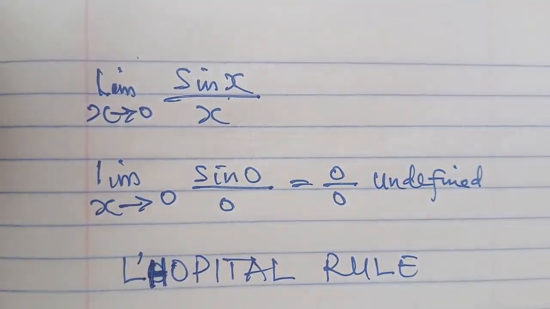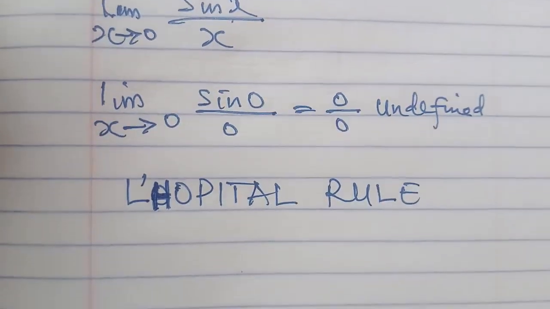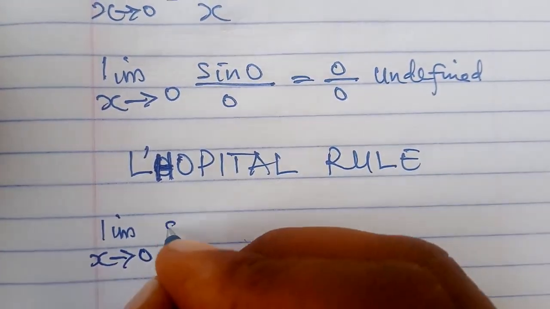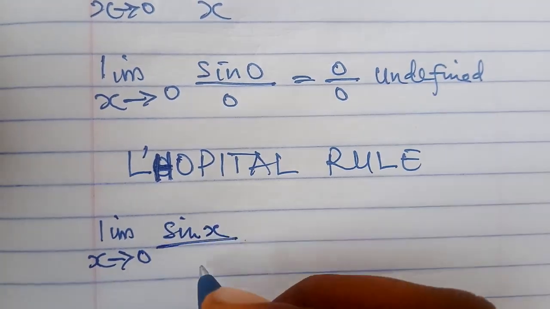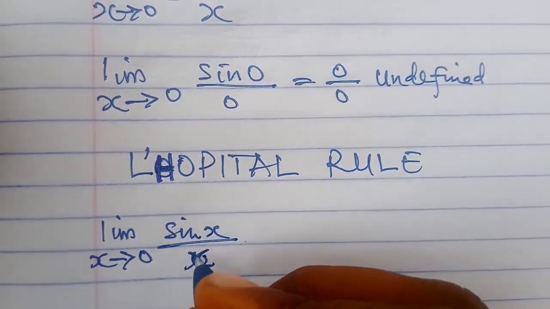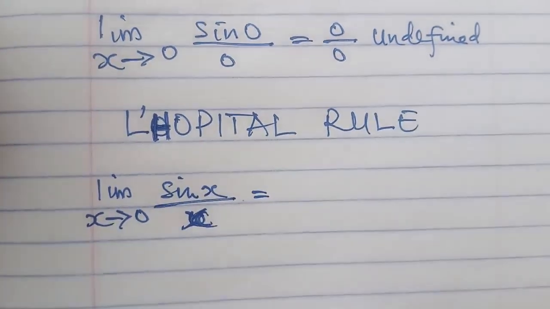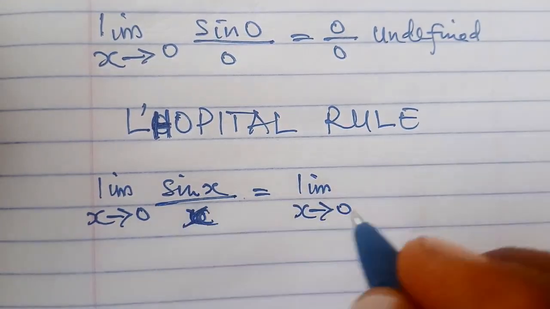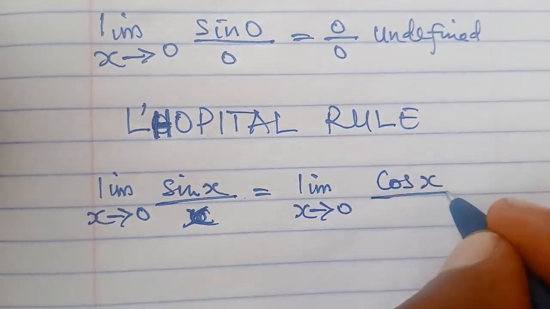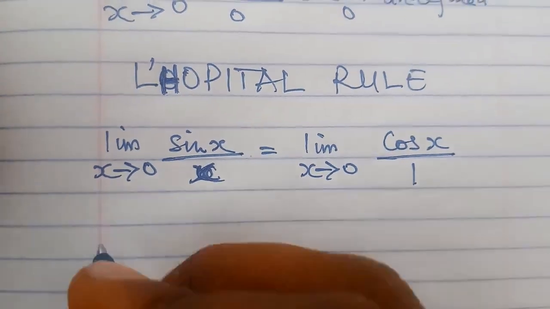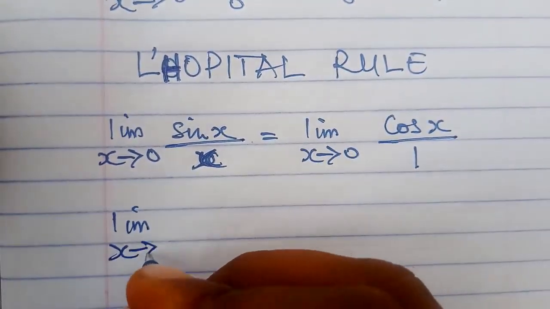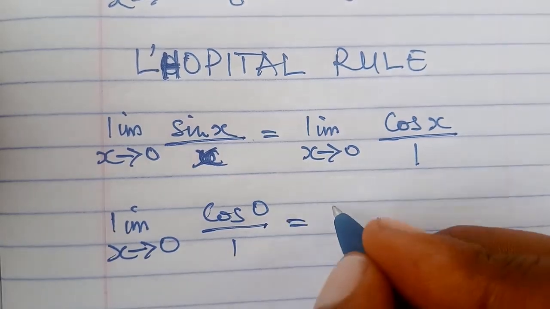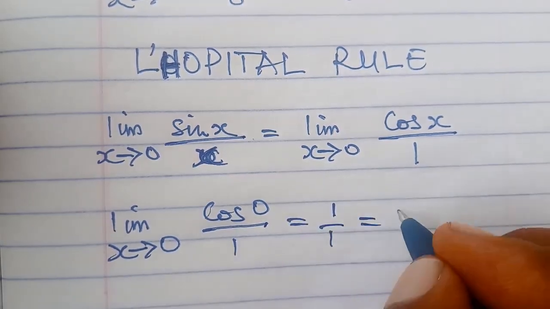All it simply means is differentiation. Let's look at the question again using L'Hopital's rule. Limit as x tends to 0, sine x over x. We differentiate: if we differentiate sine x, we will have cos x. If we differentiate x, we will have 1. So limit as x tends to 0, cos 0 over 1. Cos 0 is 1, and 1 over 1 is 1. That's the answer.